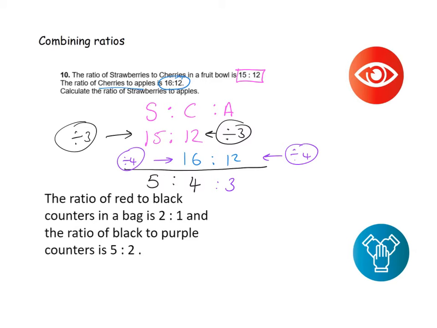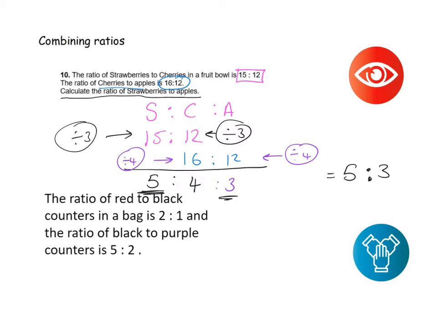Now the answer is I want the ratio of strawberries to apples. So strawberries at the moment is 5 and apples is 3. So my answer is 5 to 3. In this case, all we need is the actual ratio. We don't need to do any further calculation.